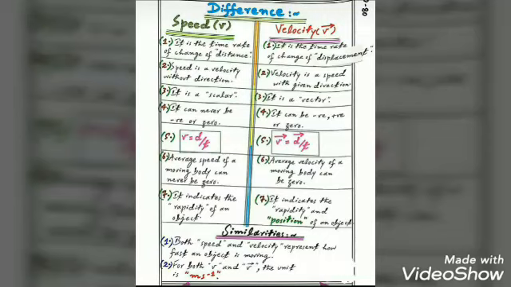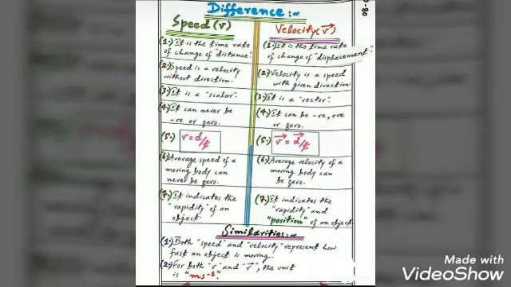Let me see the differences between speed and velocity. Speed is the rate of change of distance. Whereas velocity is the rate of change of displacement. Speed is a velocity without direction. Velocity is a speed with a given direction. Speed is a scalar quantity. Velocity is a vector quantity. Speed can never be negative or zero, but velocity can be negative, positive or zero.